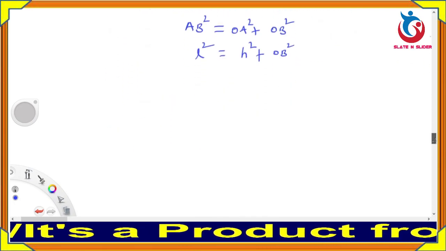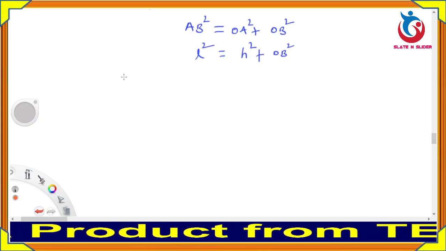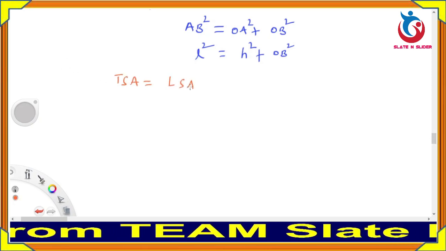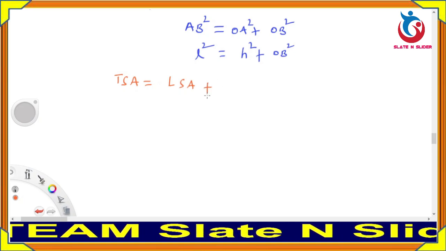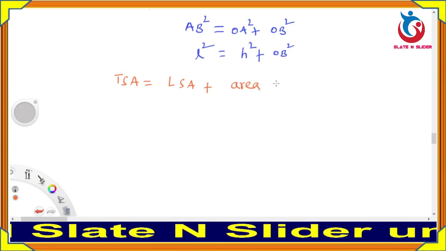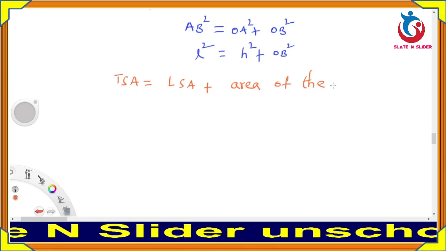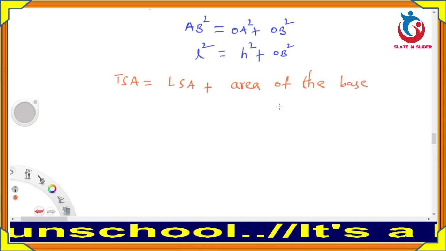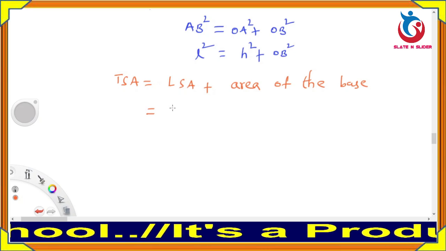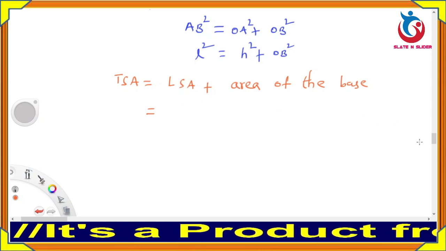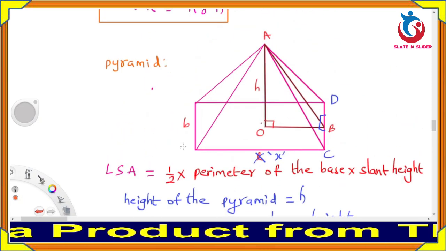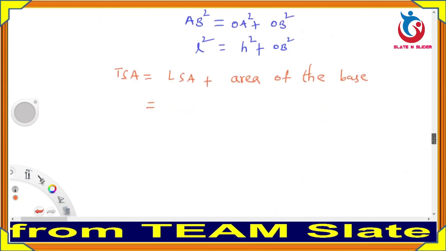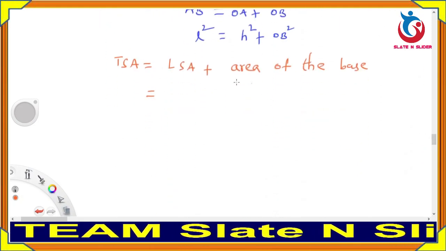And we should write the TSA of the pyramid. So TSA is equal to the same formula, LSA plus area of the base. Here we should not take the top because it has only one base. So the lateral surface area will be the same. From this we can derive half of the perimeter of the base into slant height. From there we can find the total surface area. Here no need to simplify.